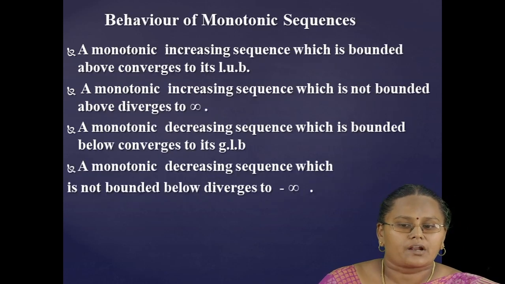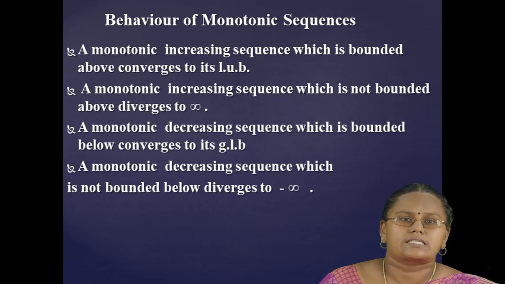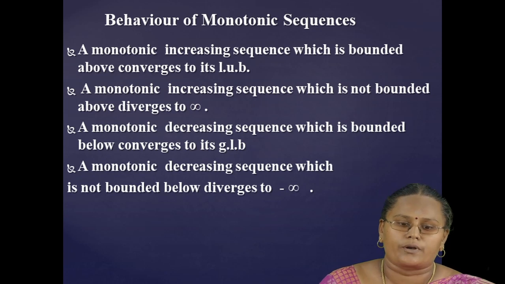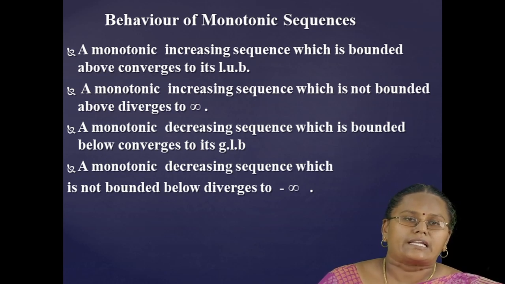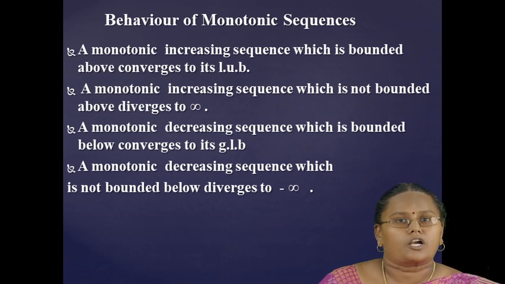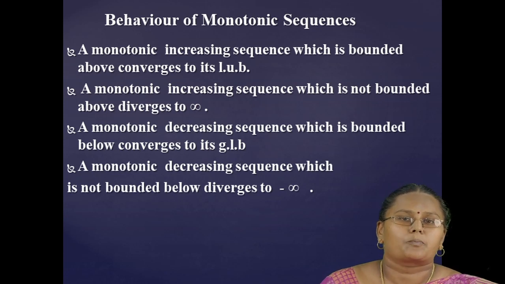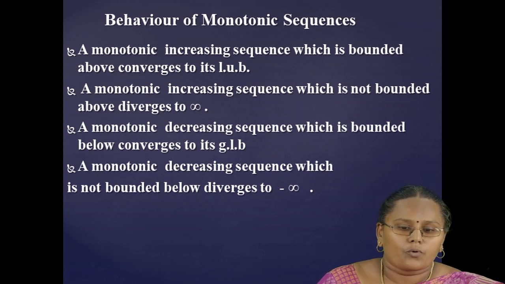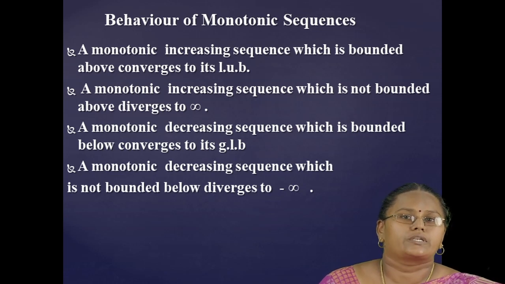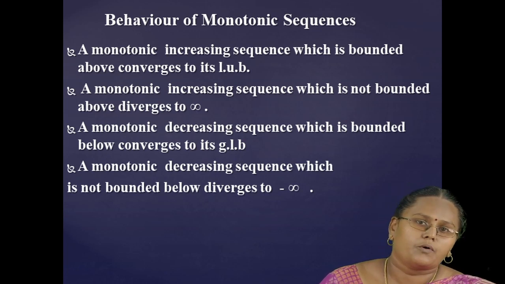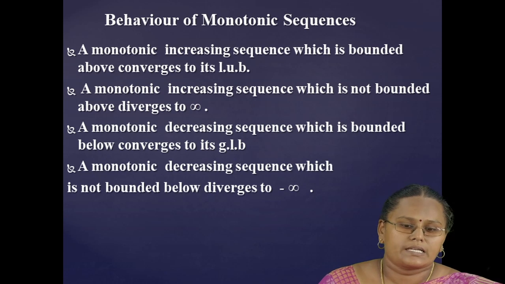Next, behavior of monotonic sequences. A monotonic increasing sequence which is bounded above converges to its least upper bound. Next, a monotonic increasing sequence which is not bounded above diverges to plus infinity. A monotonic decreasing sequence which is bounded below converges to its greatest lower bound. Next, a monotonic decreasing sequence which is not bounded below diverges to minus infinity.